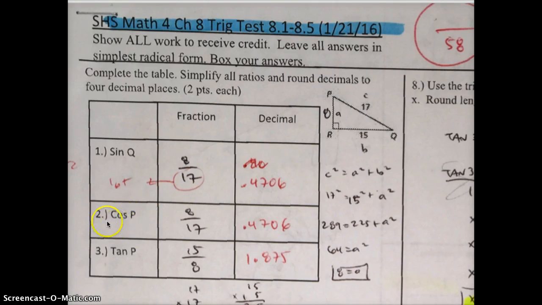Cosine of P, so SOH CAH TOA, that's the adjacent over the hypotenuse, starting at P. So now everything changes based on where you start. So this would be the adjacent, and this would be the hypotenuse, so that would be 8 over 17. Remember, do the opposite and the hypotenuse first, then you'll identify the adjacent. If you put in your calculator cosine 8 over 17, enter, make sure it's in degree mode, you'll get this decimal.